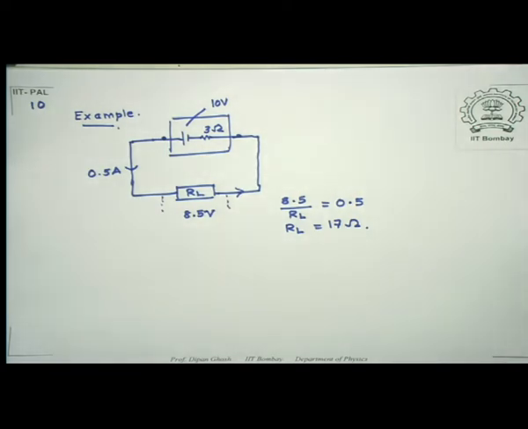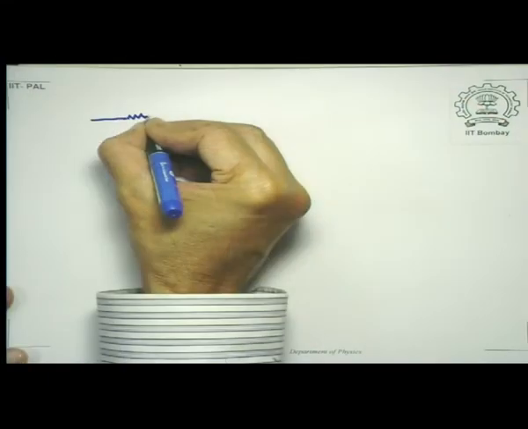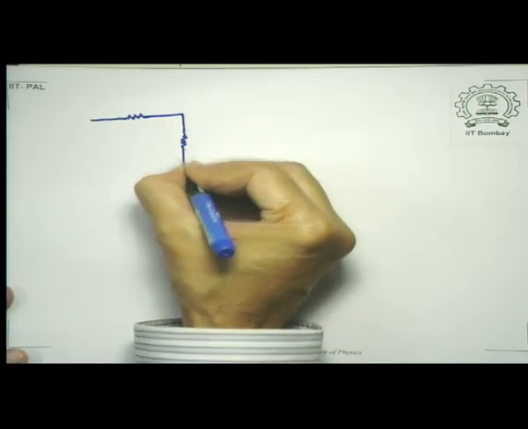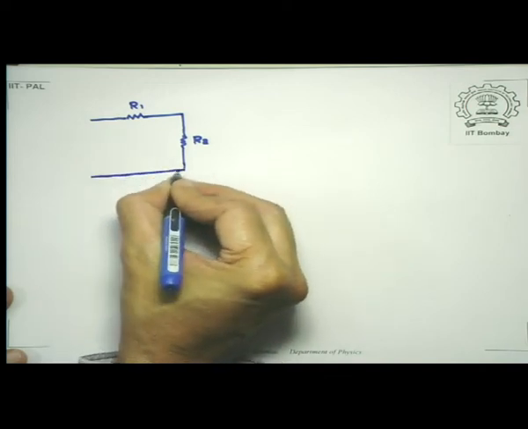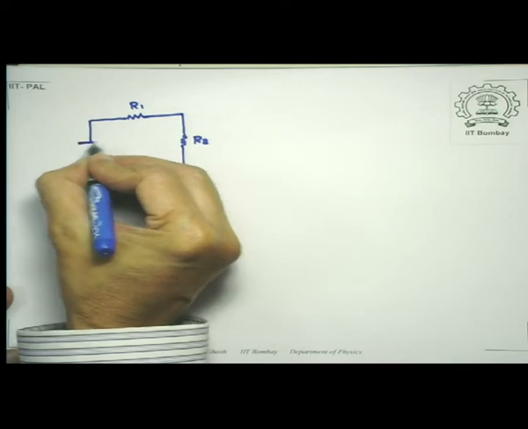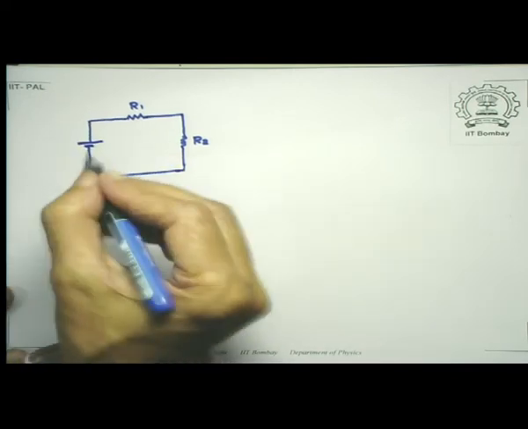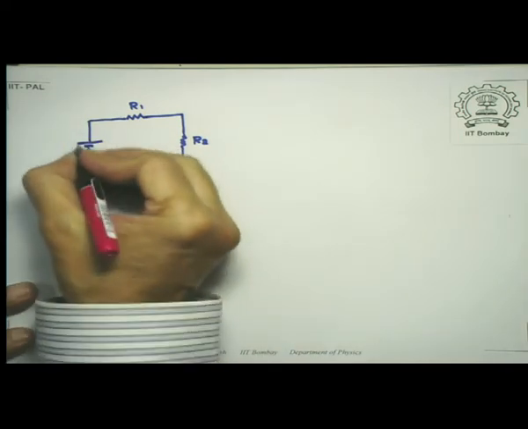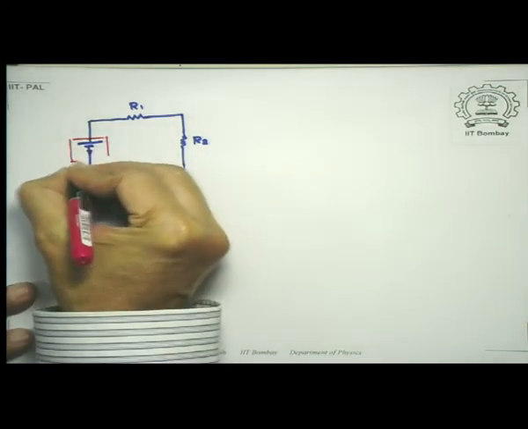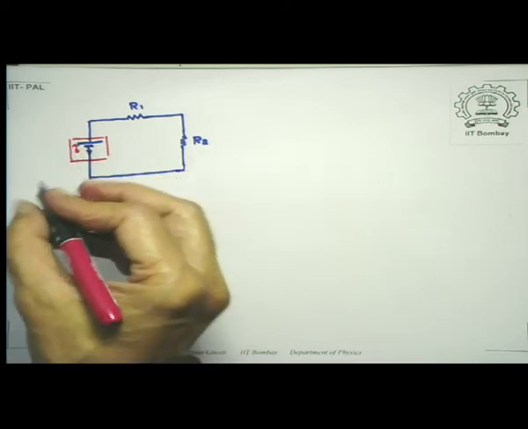How does one do it systematically? So the way to do it systematically is the following. Let's repeat that problem in a slightly different manner. Supposing I have a circuit of this type. I have two resistances, R1 and R2, and these are in series and connected with a battery. Battery may have an internal resistance, but we are not particularly worried about that. And so this is my battery, which provides an EMF E.